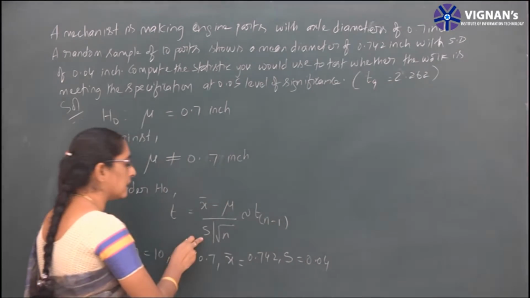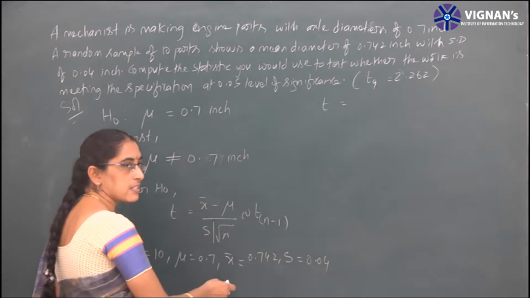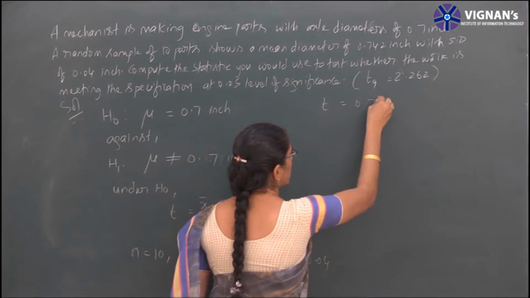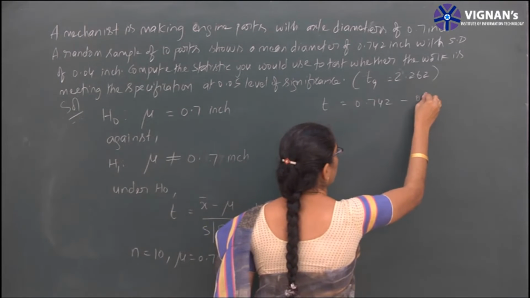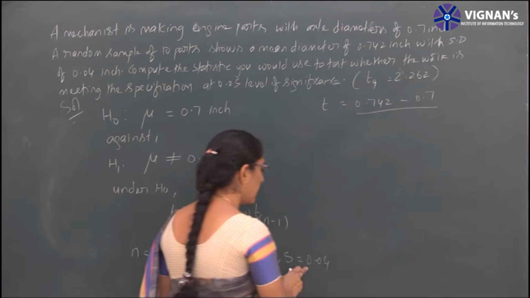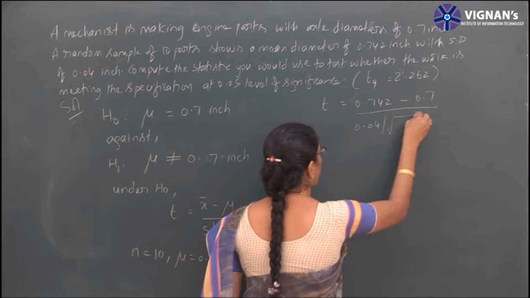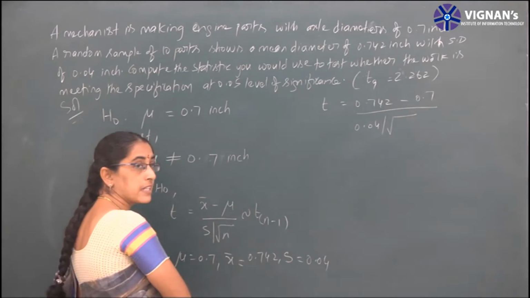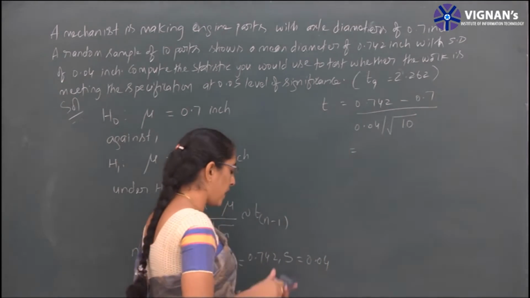Now substitute in the t formula. So t equal to x bar minus mu, that means 0.742 minus the mu value 0.7, by capital S, which is 0.04, by square root of n, and n here is 10. So first we simplify that.